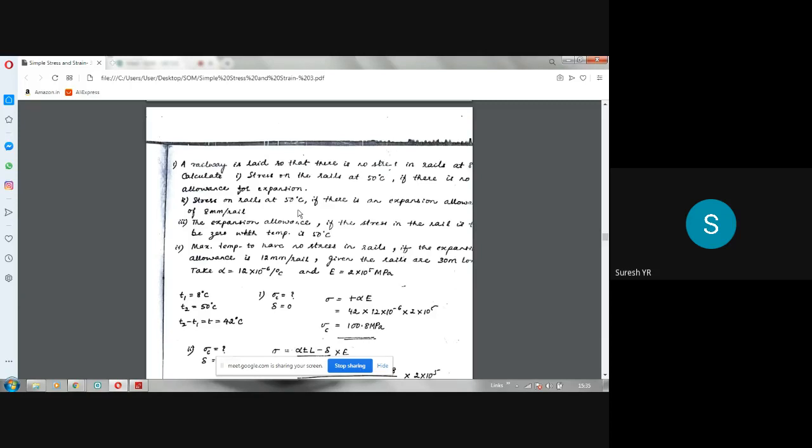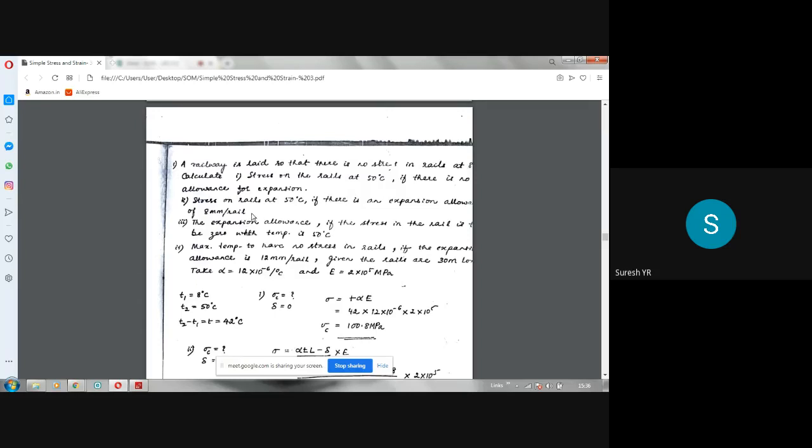But what happens? The temperature goes on increasing. So calculate stress on the rails at 50 degrees centigrade. When the temperature rises to 50 degrees centigrade, what is the temperature stress that is going to develop in those rails? That is the question. If there is no allowance for expansion, that is the first case. There is no allowance for expansion means the end is not a free end, it is a fixed end. That is, delta is equal to 0.